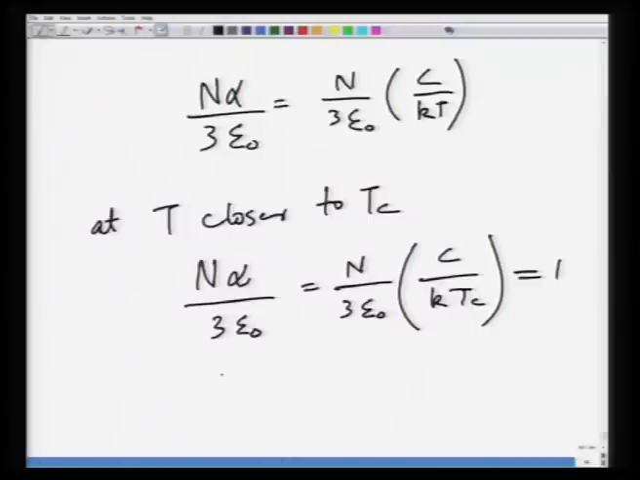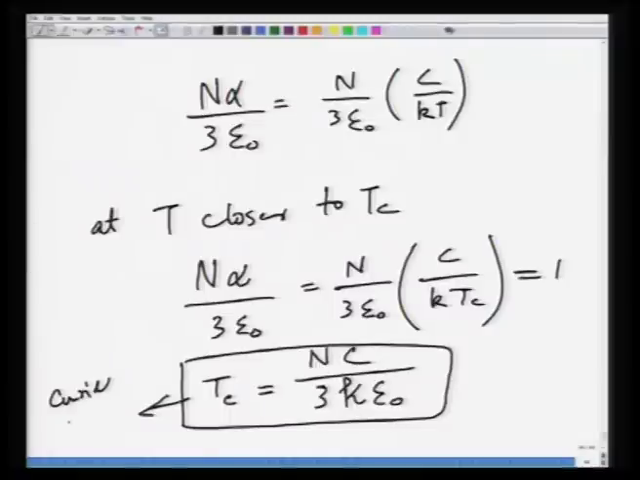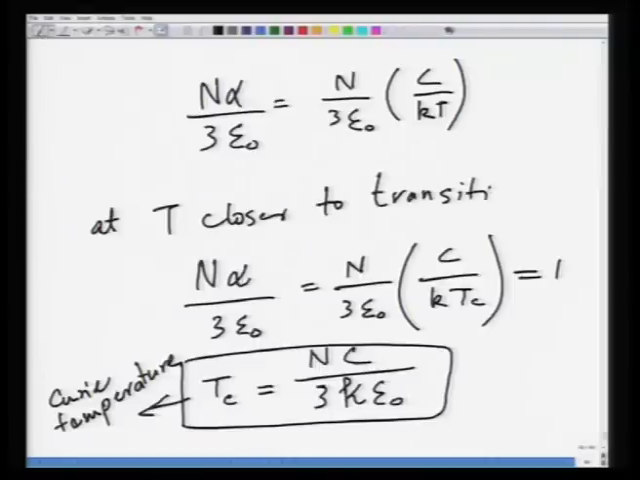So, if this is true, then T c is equal to n C divided by 3 k epsilon naught. So, this T c is called the Curie temperature. Or let us say, instead of writing this here, you just write it as T closer to transition, that is more appropriate, because when you talk about transition, then you define the transition temperature as T c.